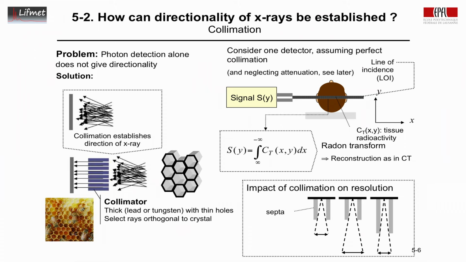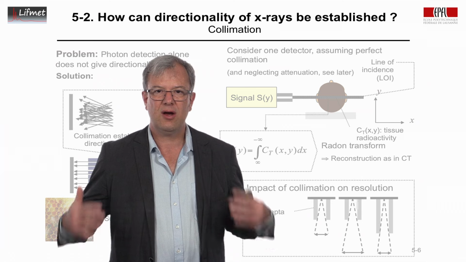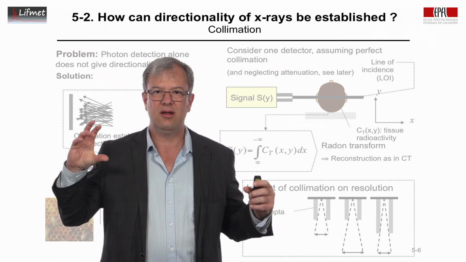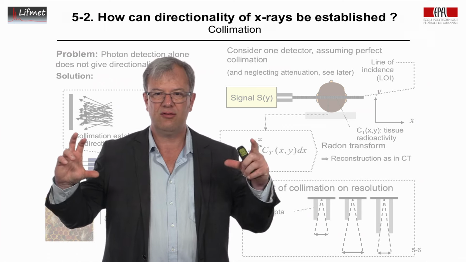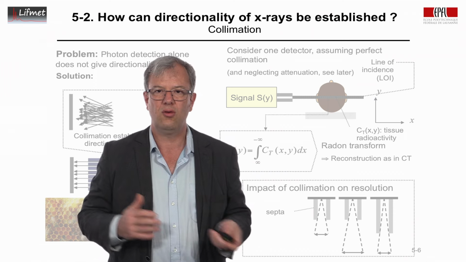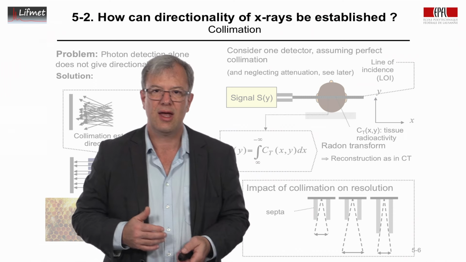So while good collimation improves the resolution, it does at the same time, and we can see that here, eliminate more X-rays and therefore reduce the sensitivity. And we are back to being sandwiched between the needs for sensitivity and the needs for resolution. And those are two principles that go against each other.